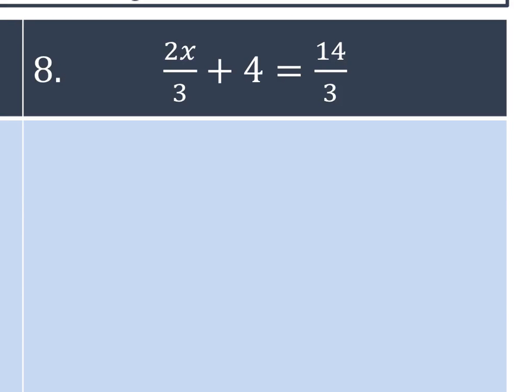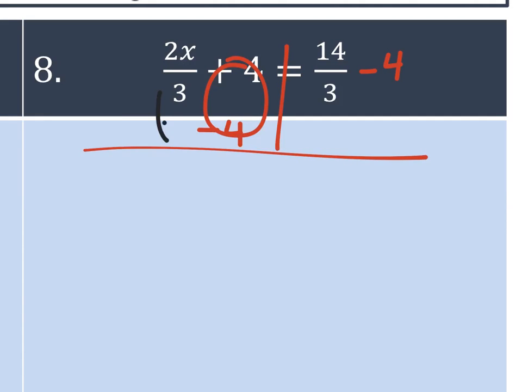All right, for number 8, we again, no distribution. I don't even see any like terms to combine on this, so we got to get rid of that plus 4. So yeah, I'd be looking to subtract 4 from both sides on this one to zero out that 4. So we'll drop the 2x over 3. And if you wanted to write that as 2/3 of an x, that's fine as well. Now 14/3 minus 4, you can do the work on your own, but I'm going to put this in the calculator. 14/3 minus 4, bam, I get 2/3. So these combine to give us 2/3.